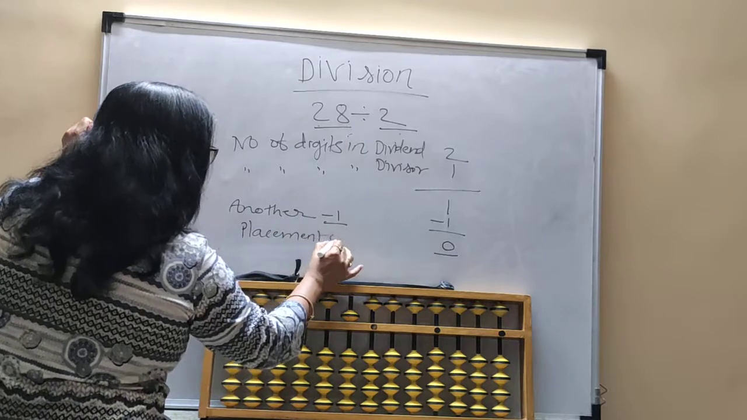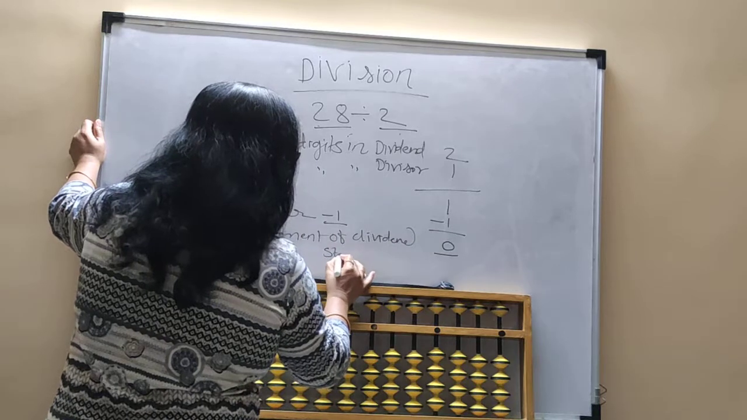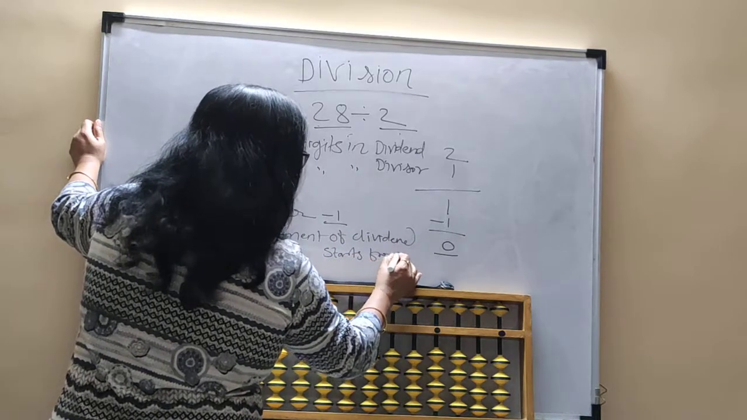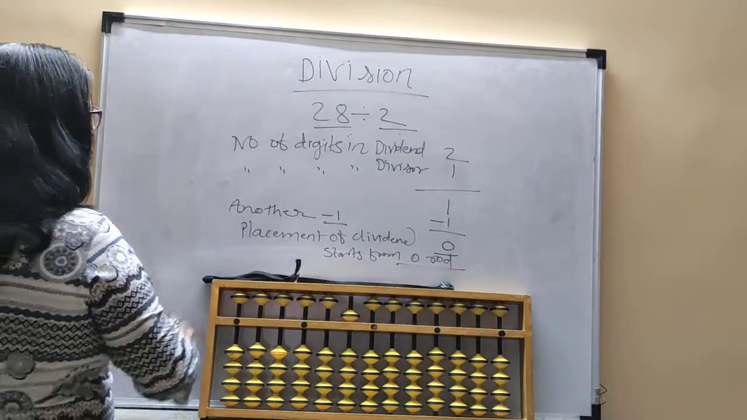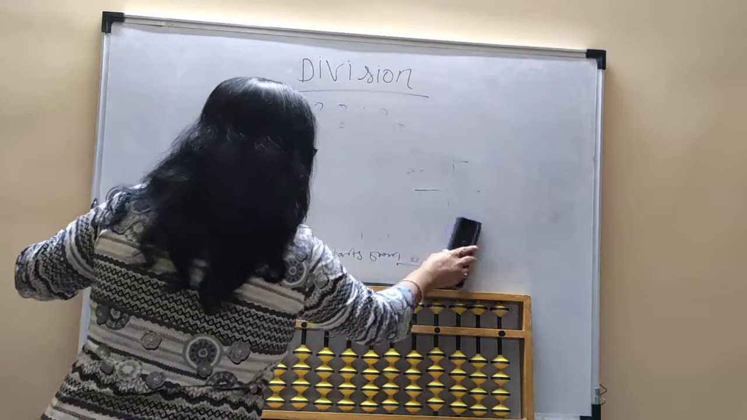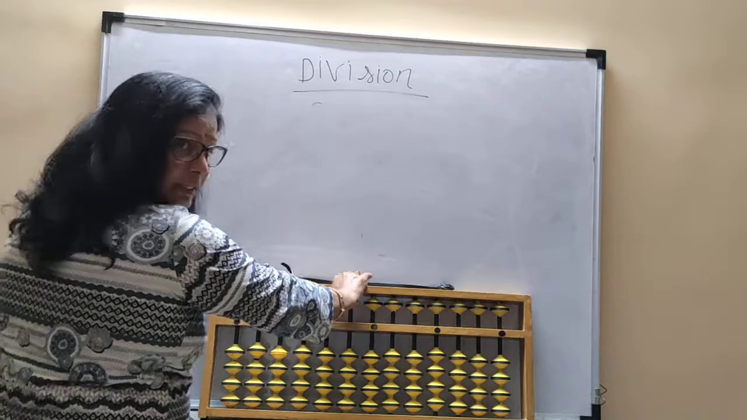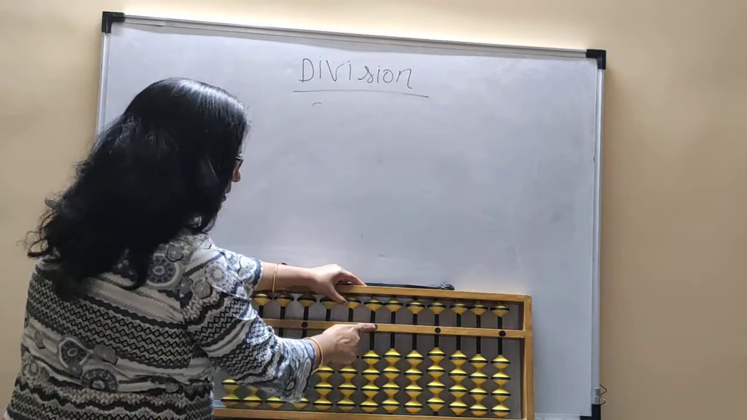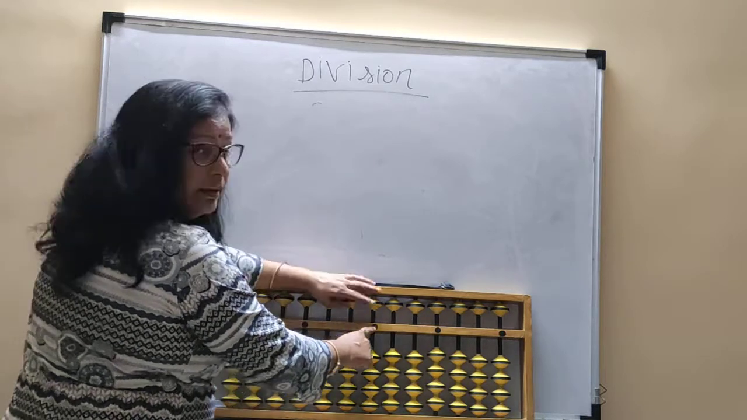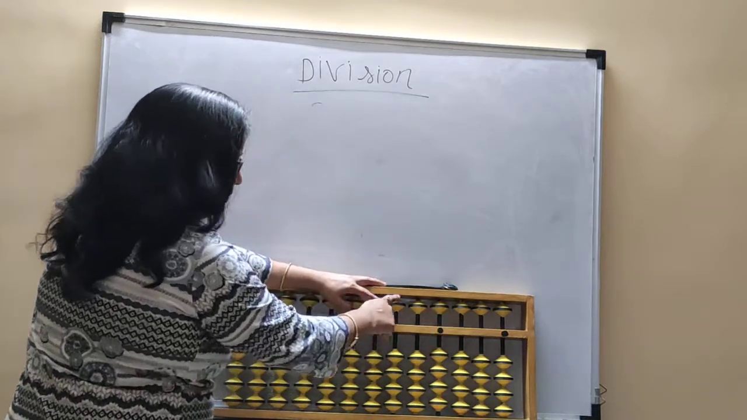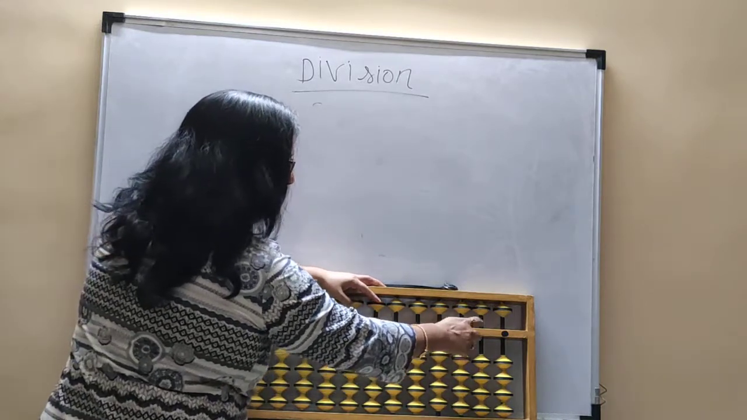Then placement of dividend starts from 0 rod. 0 means 0 rod. Which is the 0 rod? I will show you. This is our abacus. See here, this is 1st rod, 2nd rod, 3rd rod, 4th rod. Right side is our first, it is the 0 rod. This is minus 1, minus 2, minus 3, minus 4.